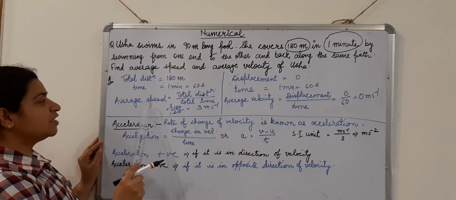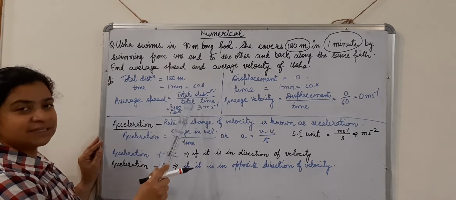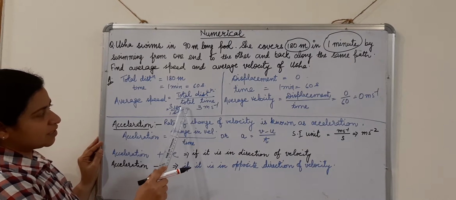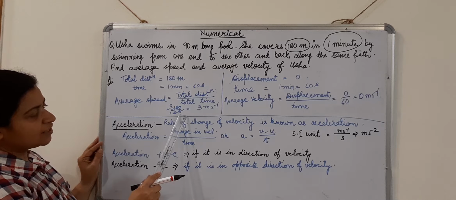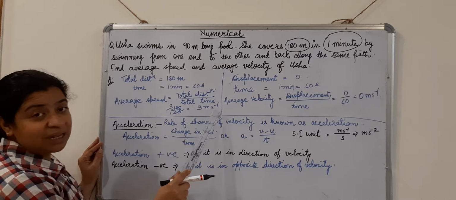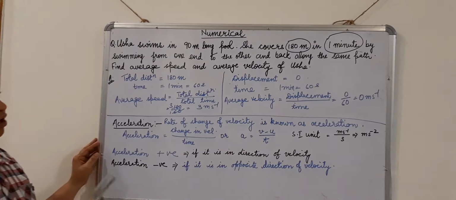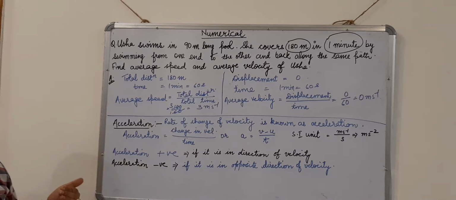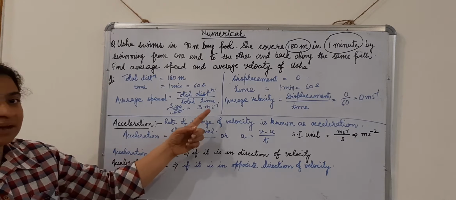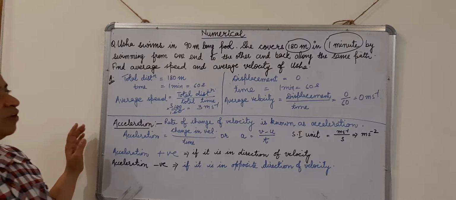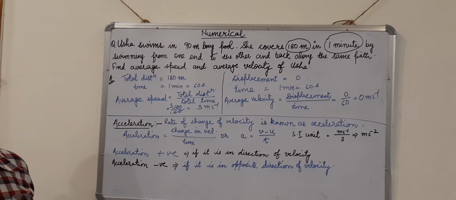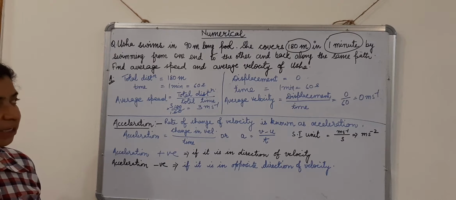So we know that average speed is equal to total distance upon total time taken. Total distance is 180. Total time taken is 60 seconds. When I reduce this, I get 3 meter per second for her to go and come back. Her average speed was 3 meter per second. Now we need to find out the average velocity. Average velocity is equal to displacement upon time.